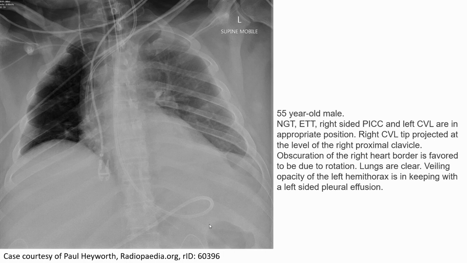Case of a 50-year-old male. ET tube, right-sided PICC and left CVL are in appropriate position. Right CVL tip projected at the level of the right proximal clavicle. Obscuration of the right heart border is favored to be due to rotation, lung unclear. Veiling opacity of the left hemithorax is in keeping with a left-sided pleural effusion.